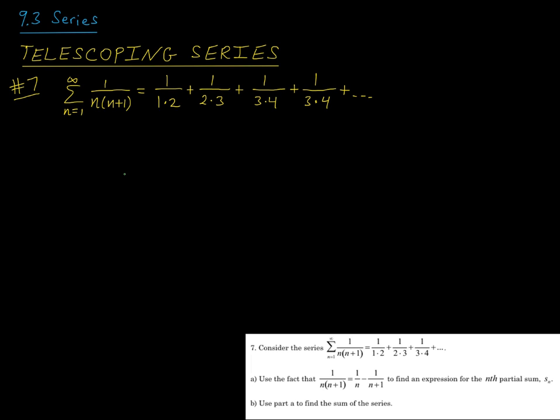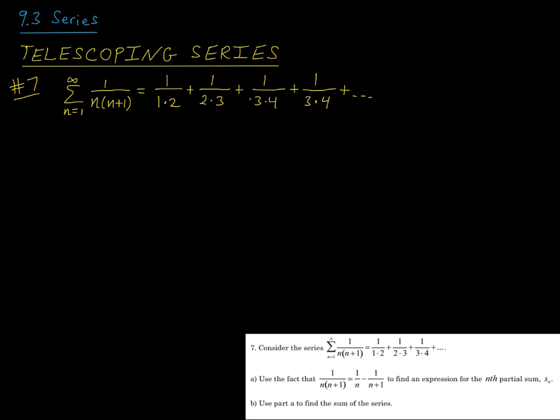All right, in this video, we're going to look at question 7. It says, consider this series where we're summing 1 over n times n plus 1, and here n varies from 1 to infinity. So in expanded form, that's 1 over 1 times 2 plus 1 over 2 times 3 plus 1 over 3 times 4, so on and so forth.